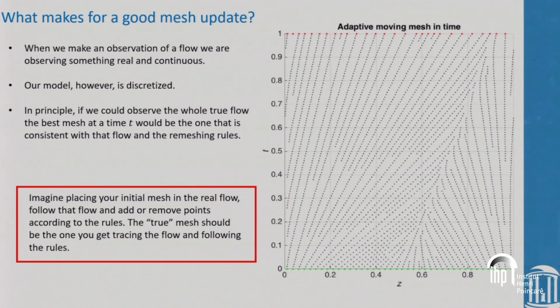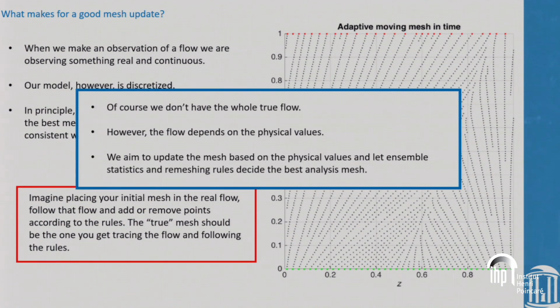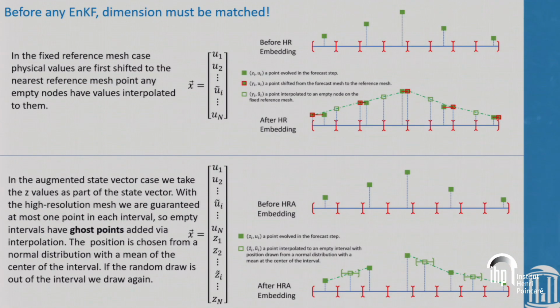But of course, we don't know the flow. We don't have it. But we do know that it depends on the physical values. And so we'll just aim to update the mesh based on those physical values and hope that the ensemble statistics of each ensemble member give us what we might say is the best analysis mesh we can get. So how can we do that? Well, the key to doing the EnKF in these cases was really just matching dimension. This is the high resolution case from before, showing sort of how we move things to the fixed reference mesh and then interpolate a point to ones that we're missing.